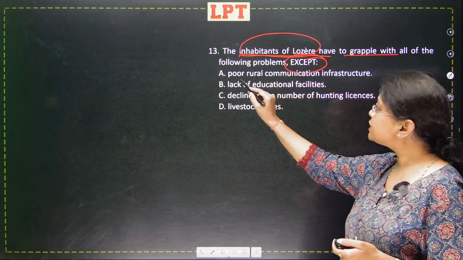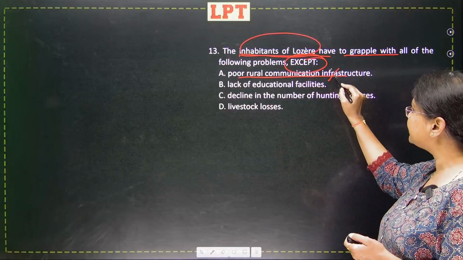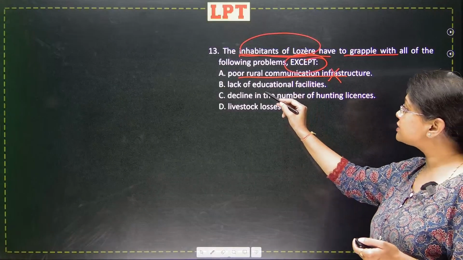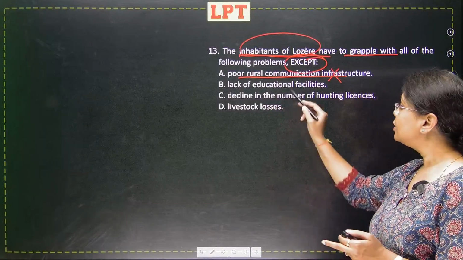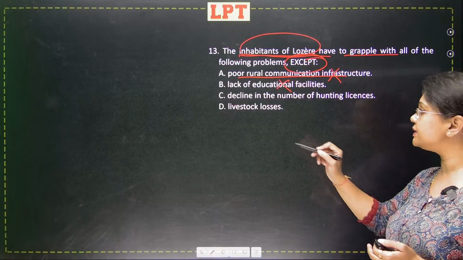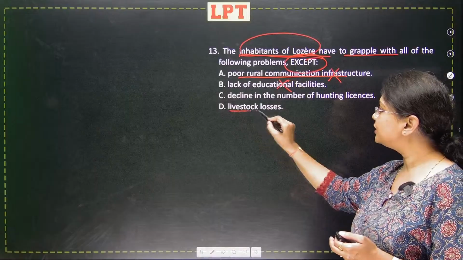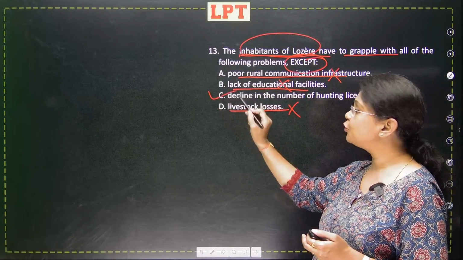Right. So it says poor rural communication infrastructure, that can be inferred from the passage. So this cannot be the answer. Then it talks about lack of educational facilities. We mentioned school as well there. So this is not the answer. Then it says decline in the number of hunting licenses and livestock losses. So this has been mentioned, this has been mentioned, this cannot be the answer. The answer would be C option.